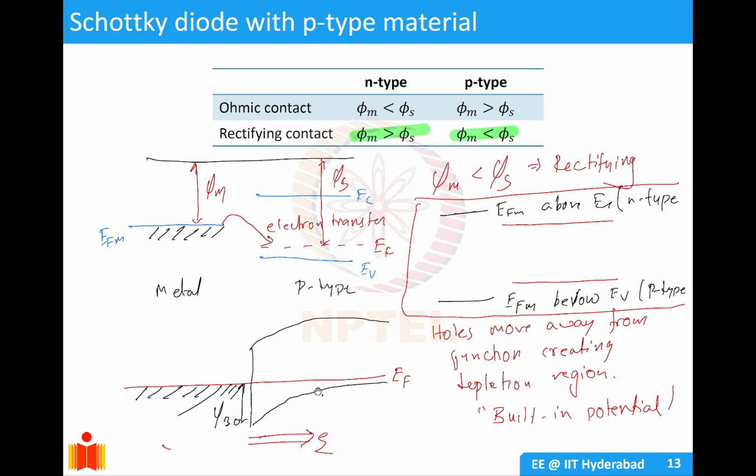Since holes are the majority carriers for a p-type semiconductor, and we have a barrier height for holes, this is a Schottky contact.